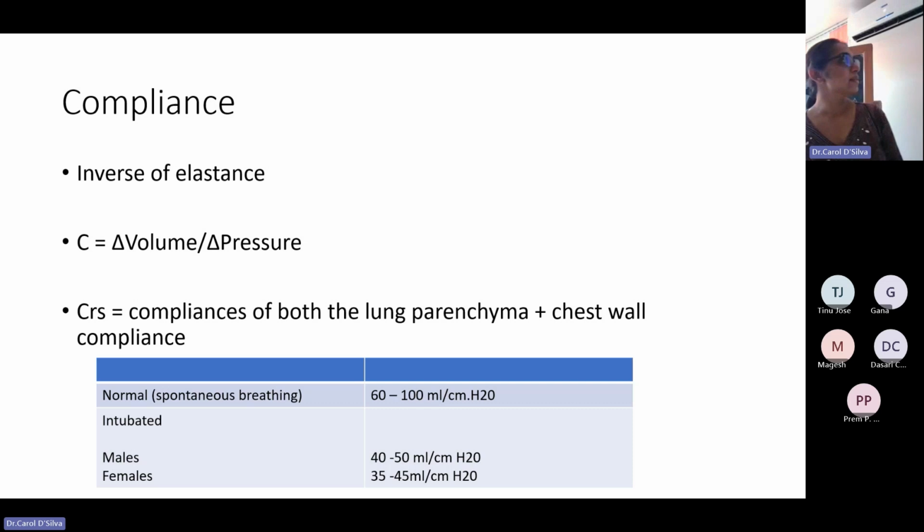Compliance. Normal compliance usually ranges between 70 to 150 or so. If you want an easy way of remembering, it's around 60 to 100. The unit is very simple. What's on the denominator? Volume. So it is either ml or liter divided by centimeter of water, because that's the unit of pressure. That's why you have ml per centimeter of water, because it's basically change in volume by change in pressure. Elastance, on the other hand, is change in pressure over change in volume, exactly the inverse. Don't worry about elastance. If you understand compliance, this should be good enough.